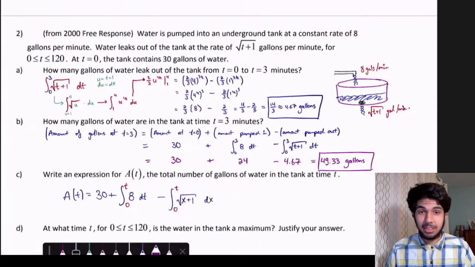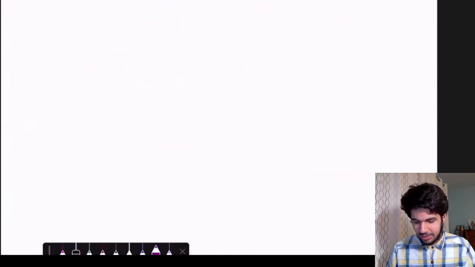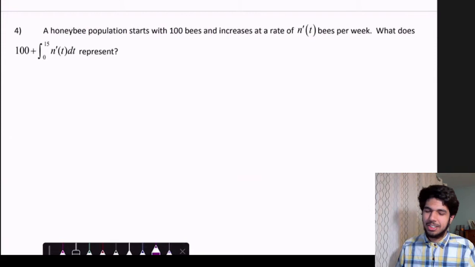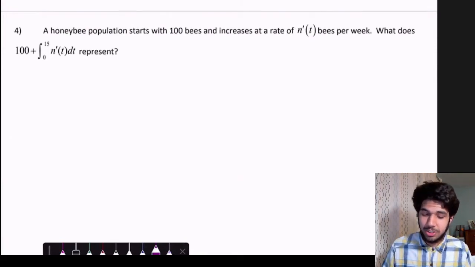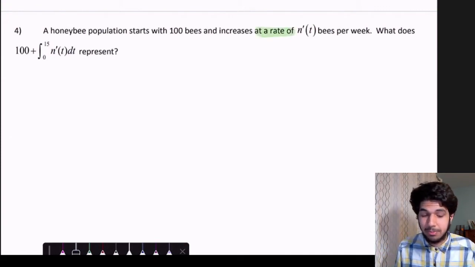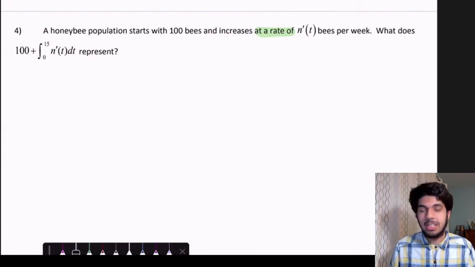So that's the second problem. And again, it's about water flowing into a tank, so you'll see a theme with these types of questions. Okay, so now let's take a look at the next question. This one's much shorter. So a honeybee population starts with 100 bees and increases at a rate of n prime t bees per week. And then it asks, what does this quantity here represent?